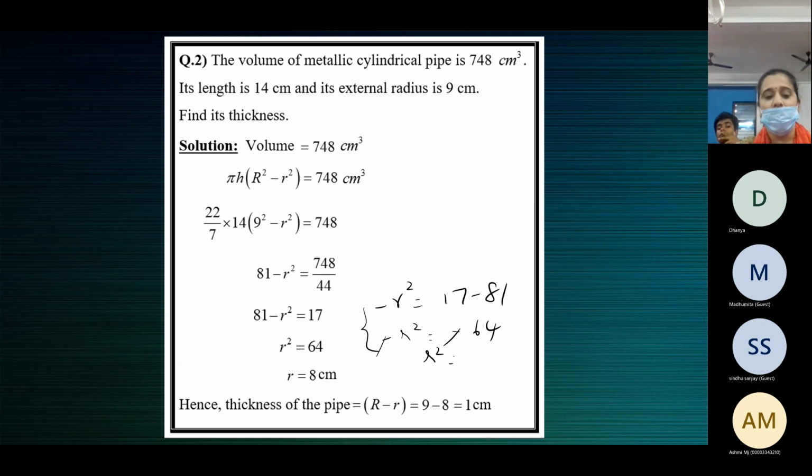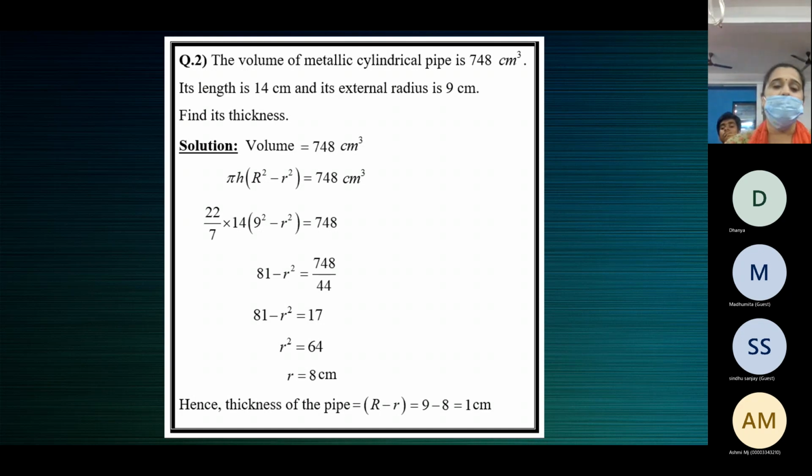You can write all this. So r square is equal to 64. R is equal to plus or minus 8 actually. But minus 8 is not possible, no, because the radius cannot be negative. So r is plus 8.